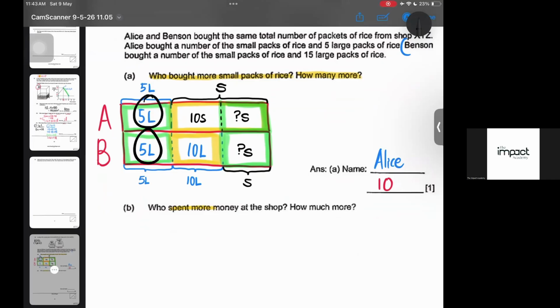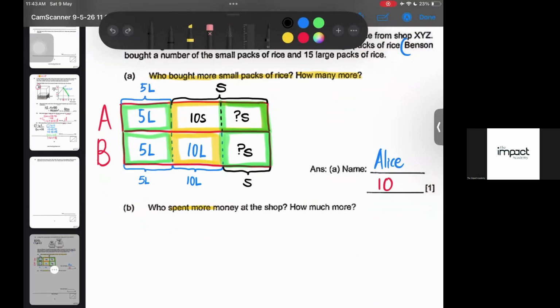5 large and 5 large. You think 5 large and 5 large will be the same price? You think two packets will be cheaper than Benson's small?